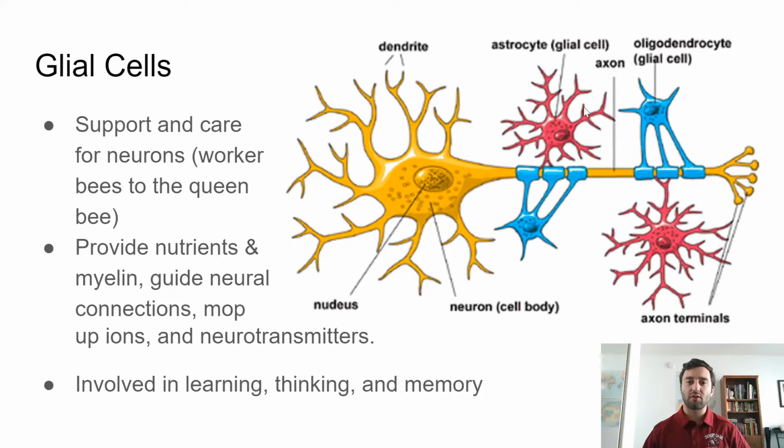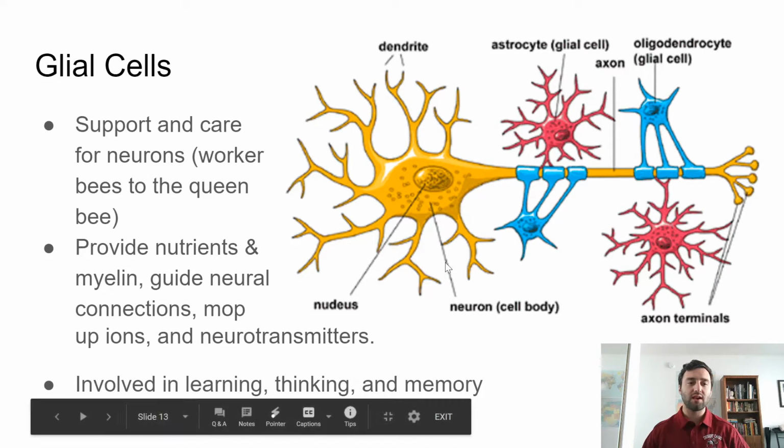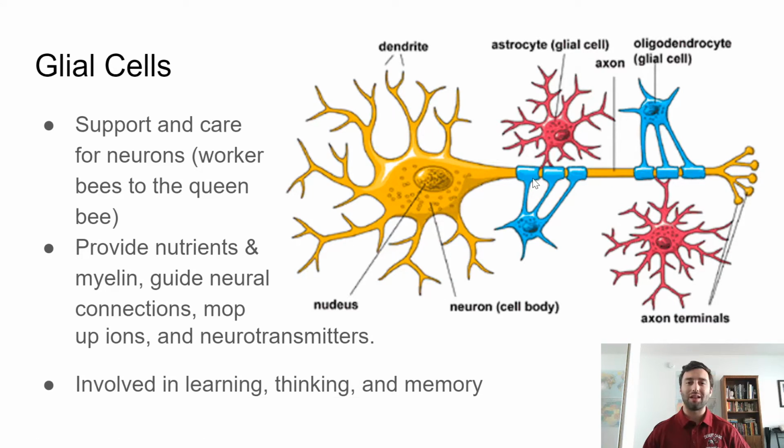Now again, there's a bunch of different kinds. You don't need to know what the different kinds are, but there are a bunch of different kinds of glial cells that have their own jobs. There's kind of a list right here. Things that glial cells will do are provide nutrients, as well as myelin. You can see this one creating that myelin sheath, guiding neural connections. When we talk about neuroplasticity, we'll talk about how these connections actually change, and neurons basically search out and find each other and connect with each other.